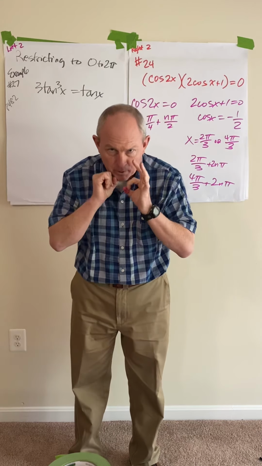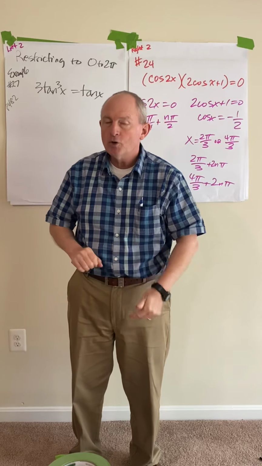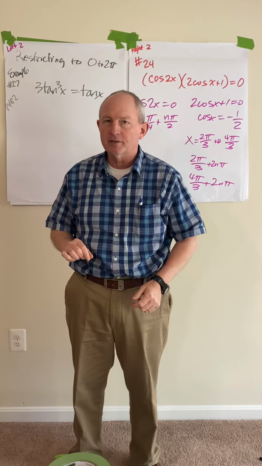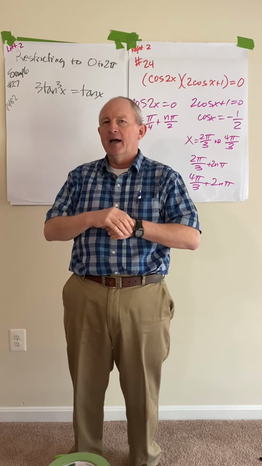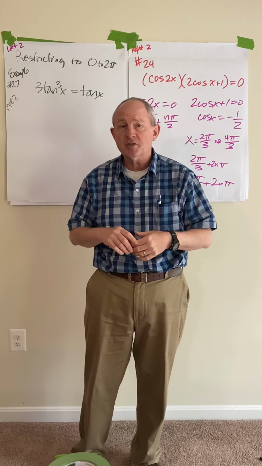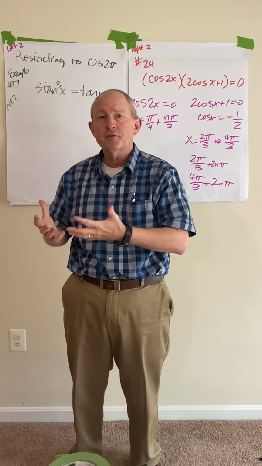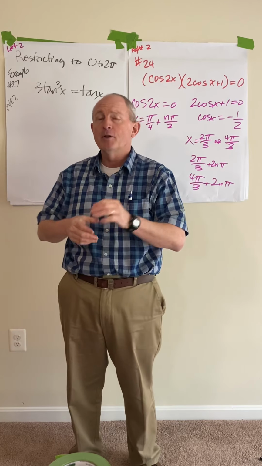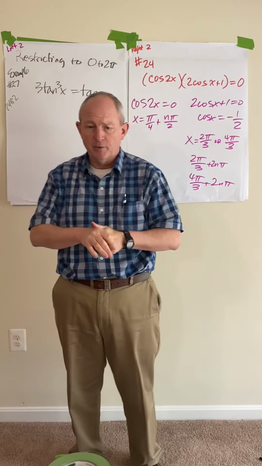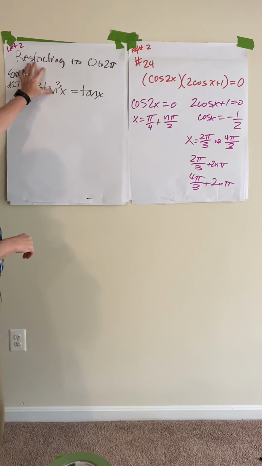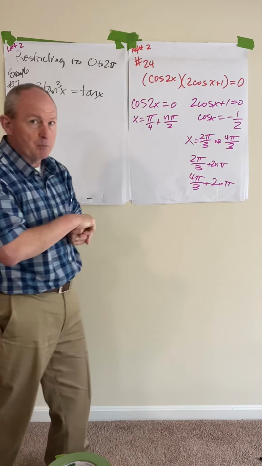One thing I do want to make perfectly clear: unless the directions tell you to use degrees, you always solve trig equations in radians and with respect to pi, always in terms of pi and radians. Sometimes the directions will say to use your calculator to give a decimal approximation. That's fine, then you follow the directions. But if they don't tell you that, then you always answer in terms of pi and in radians. Always.